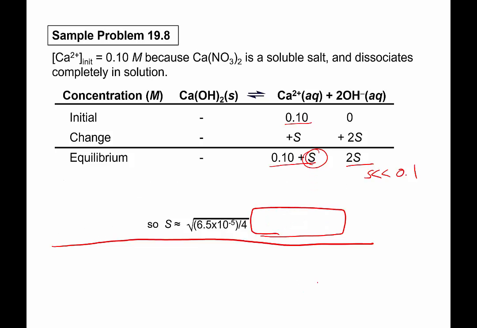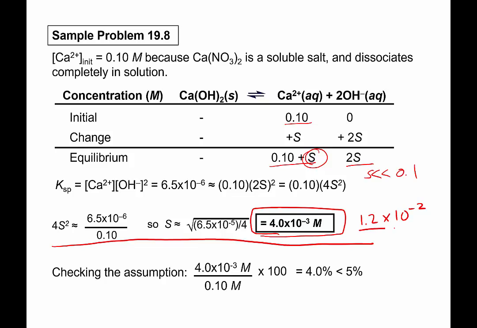And remember back from the previous, it was 1.2 times 10 to the negative second molar in a regular aqueous solution. So the solubility has gone down significantly, almost by a factor of 10, due to our common ion being present. And you always want to check that assumption.